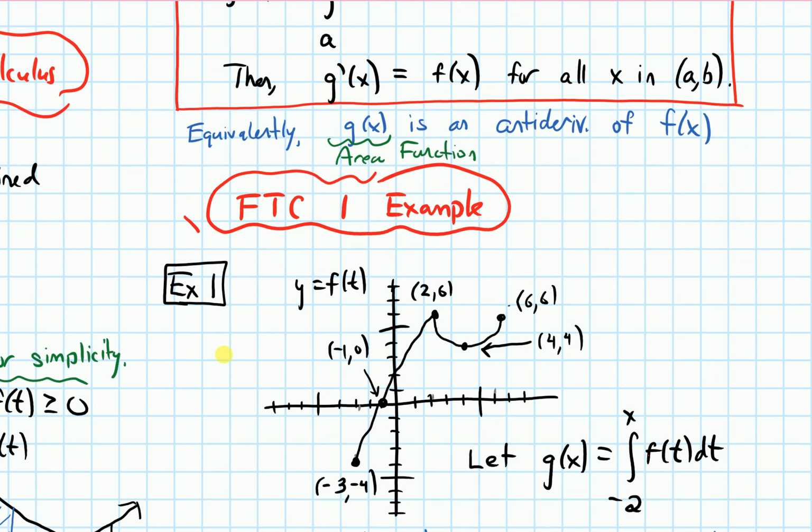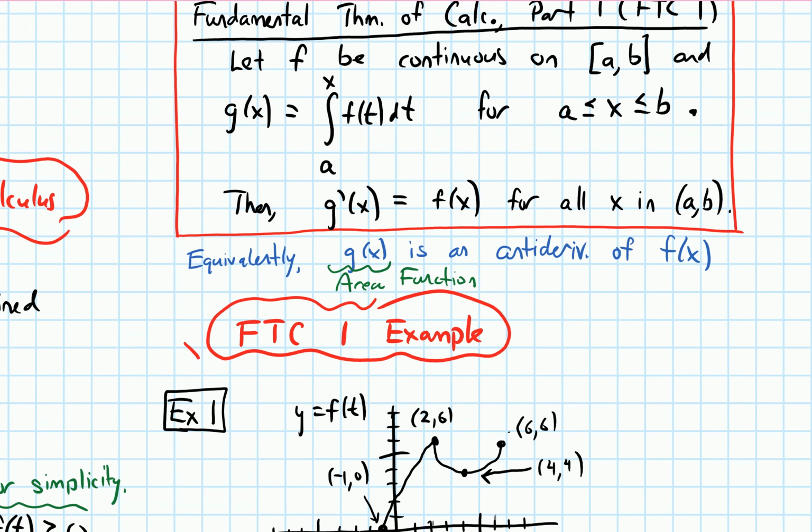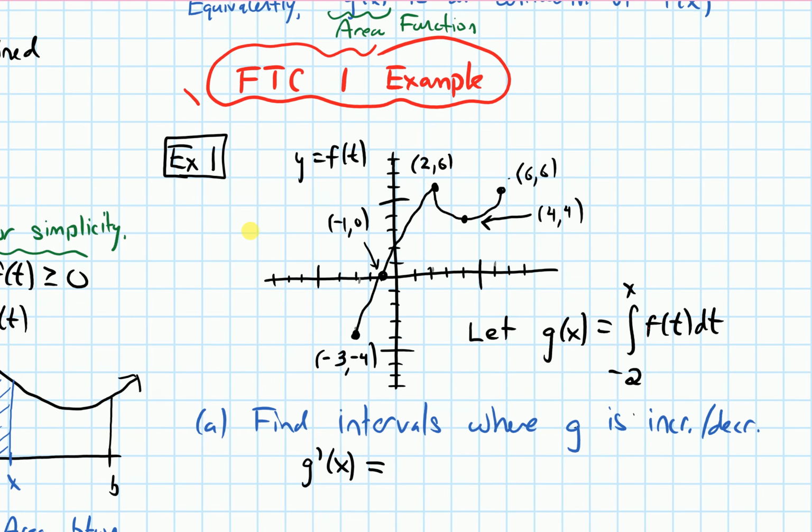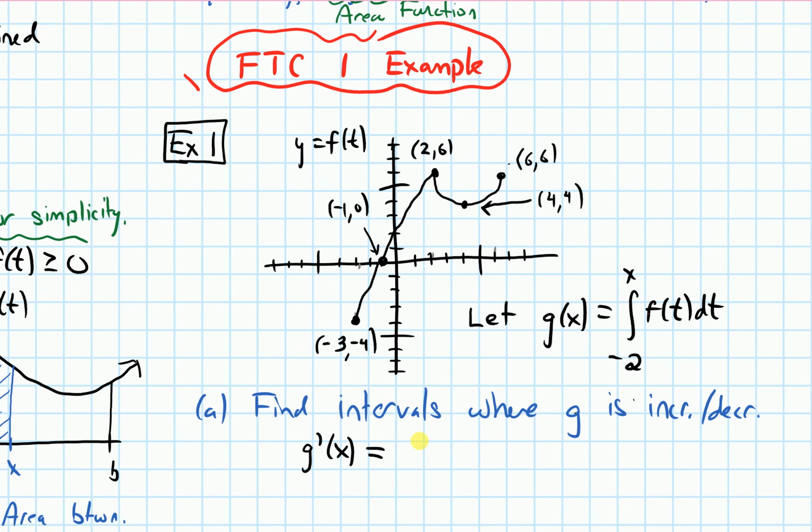So in our previous video, we showed that if we have this area function g of x, which is the integral from a to x of f of t dt, then the derivative of that area function, g prime of x, is just the function in the integral, but replacing the t with an x. In other words, g prime of x is equal to f of x. Okay, so let's write that down here in our example. G prime of x equals f of x.